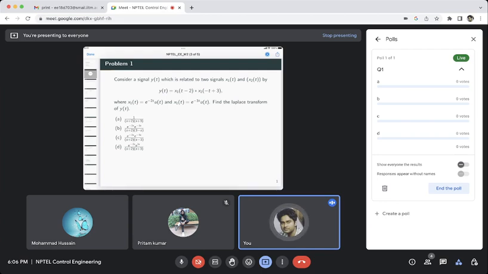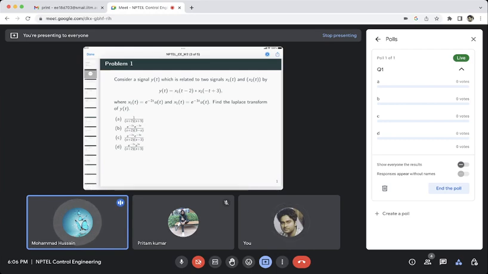Use the properties of Laplace transform, and then you can find it. In the question's third line, x1(t) equals e to the power minus 2t multiplied by u(t), and the second one is also given as x1(t). Sorry, this is x2. Thanks for pointing that out.